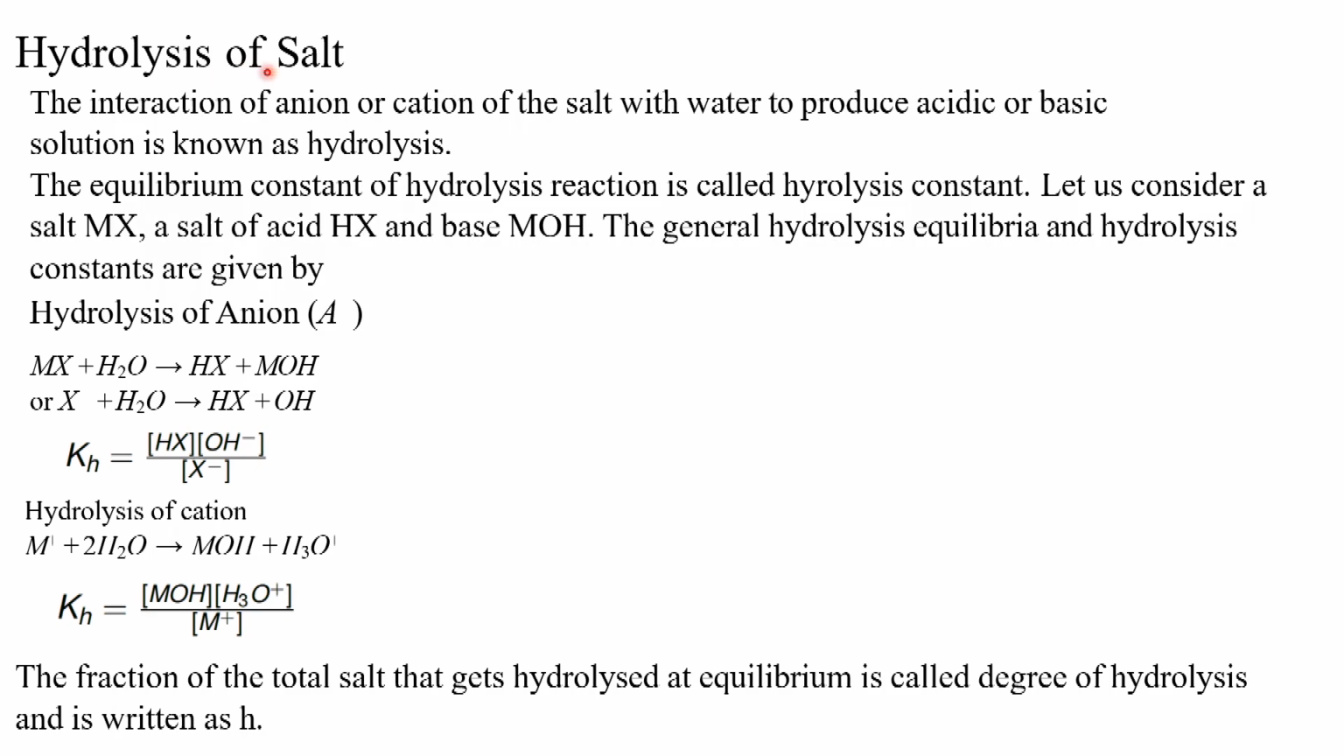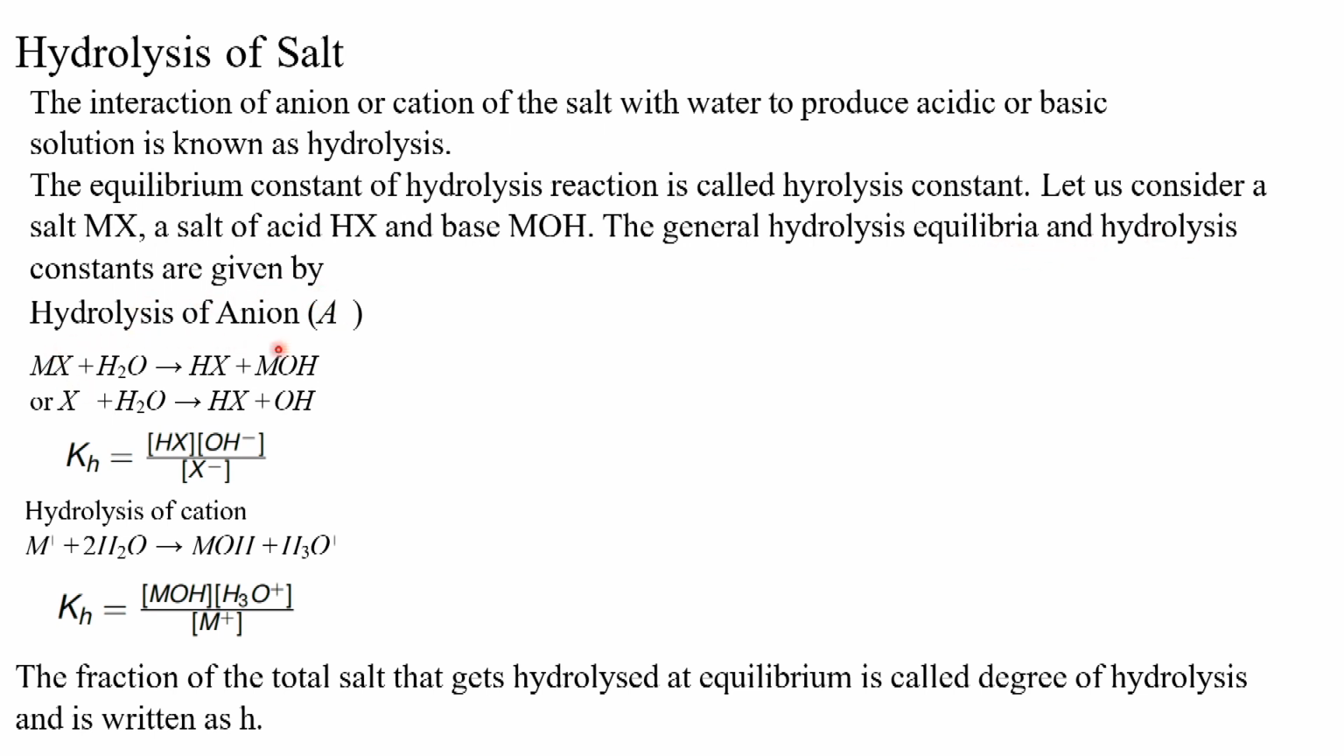Next we discuss hydrolysis of salt. The interaction of anion or cation of the salt with water to produce acidic or basic solution is known as hydrolysis. The equilibrium constant of hydrolysis reaction is called hydrolysis constant. Let us consider a salt MX, a salt of acid HX and a base MOH. So MX, when we add water, we get acid HX and base MOH. The general hydrolysis equilibria and hydrolysis constants are given by.